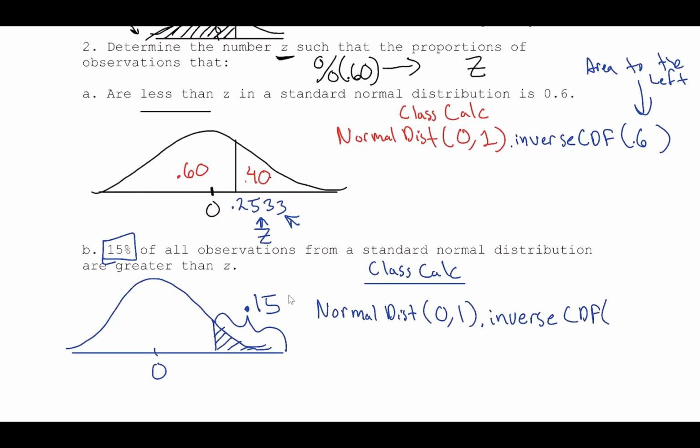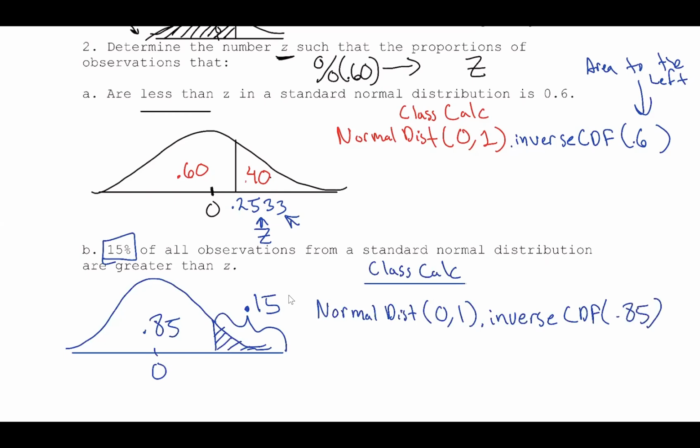But remember, you have two options. We could either put 0.85 or 0.15. Which of these two should I put? Should I put 0.85 or should I put 0.15? 0.85. Yeah, so you want to enter 0.85.